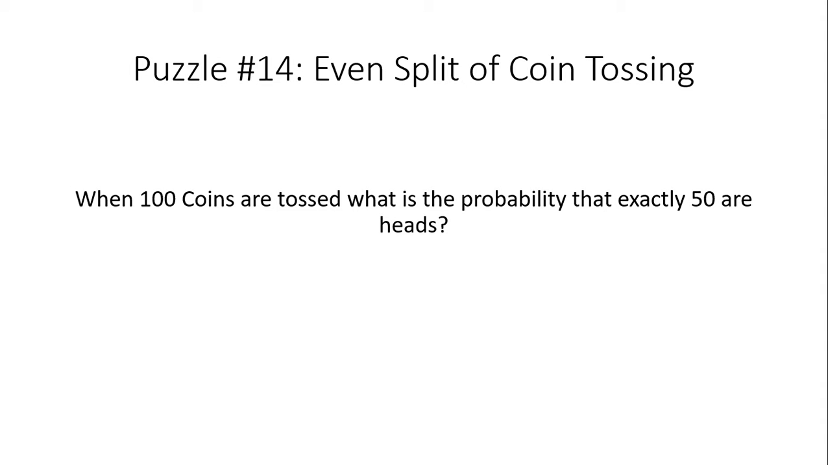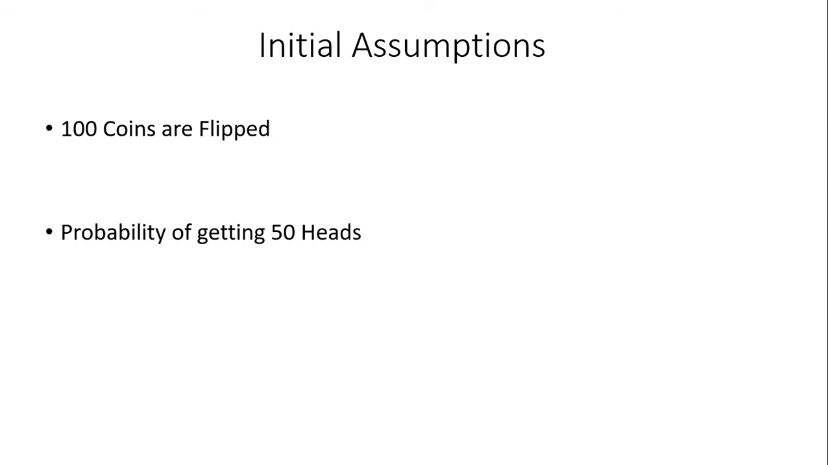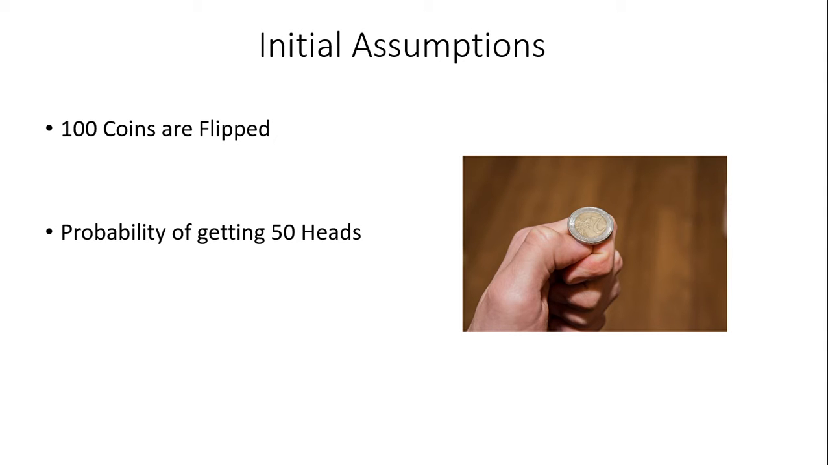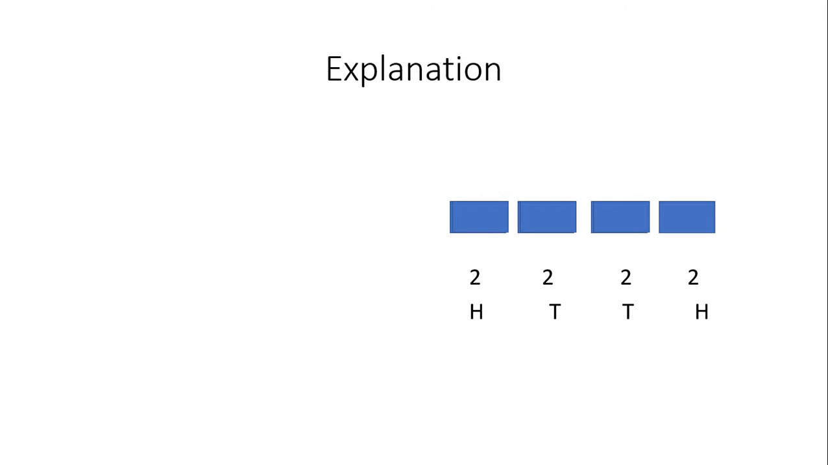So if we toss 100 coins, then we'll get 50 heads and 50 tails. So what is the probability that we'll get 50 heads and 50 tails? That's the thing we need to find. The initial assumption is that there are 100 coins that we need to flip. Once they are flipped, we need to find the probability of getting 50 heads. So that's the initial assumption.